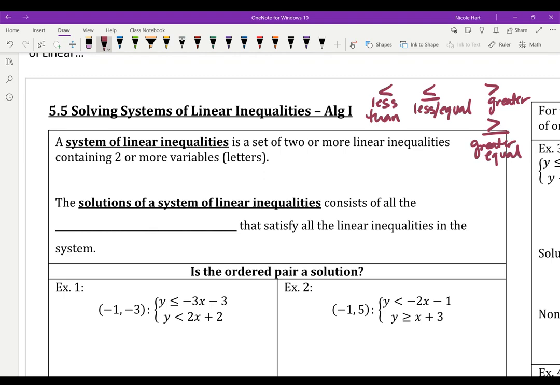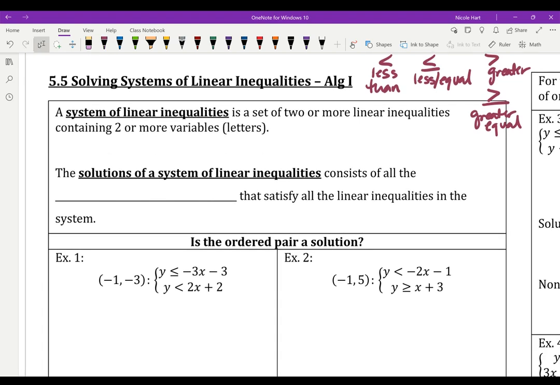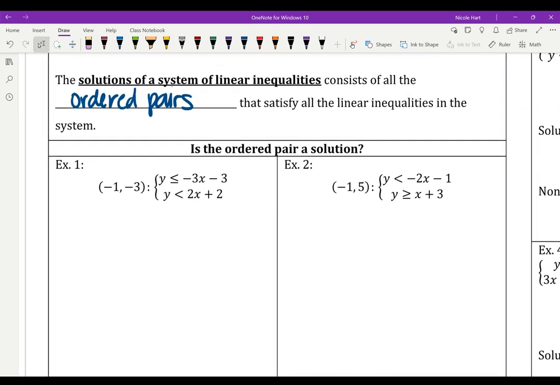And so we are going to be looking at a system of linear inequalities, which is a set of two or more inequalities containing two or more variables or letters, so x and y. The solutions of a system of linear inequalities consist of all of the ordered pairs, so x's and y's, coordinate pairs, that satisfy all of the linear inequalities in the system. So if I have a coordinate, as I do in examples 1 and 2, those coordinates need to work for both inequalities. It has to work for both, otherwise it doesn't work at all.